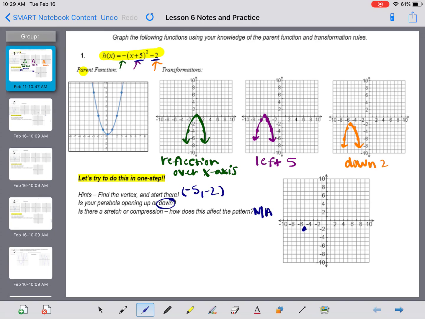So you just plot your vertex. We did a reflection over the x-axis, so you just count down 1, right 1, down 3, right 1, down 1, left 1, down 3, left 1, and as you can see, this blue graph is the same as our final orange graph. So again, if you need to do it in multiple steps, do it in multiple steps. But if you liked how to do everything in one step, that's fine too, whichever one works for you.